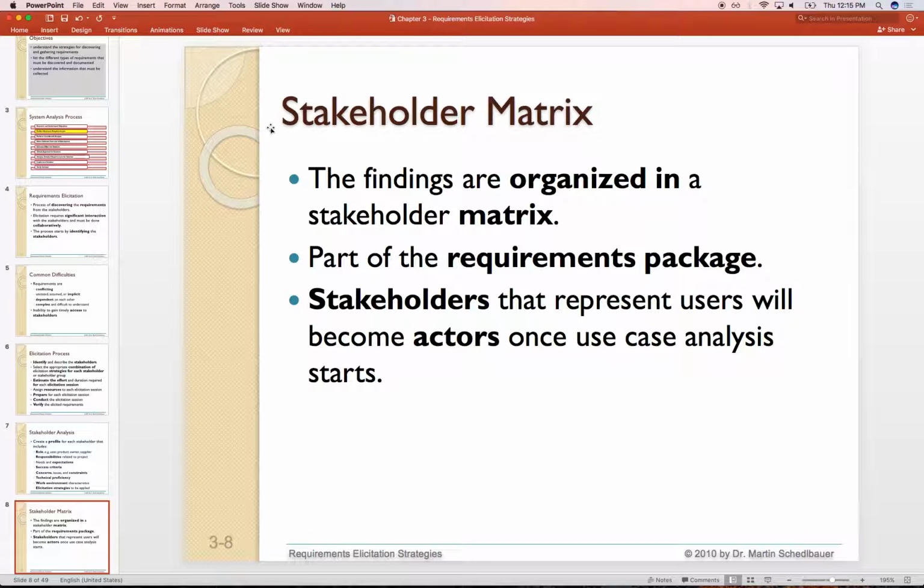And the stakeholders at some point, they will be considered the various actors in our use case. When we get to use case analyses, right? These stakeholders will be our actors.